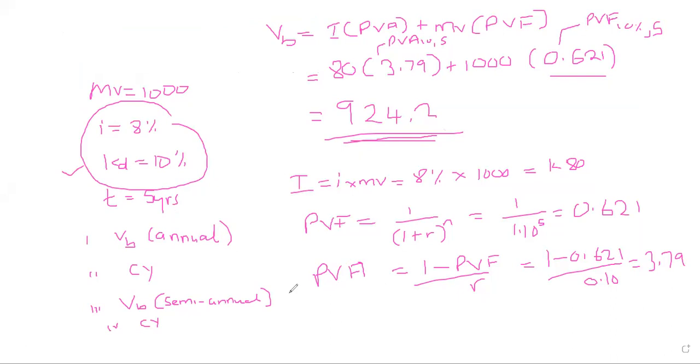Then we go to our current yield. Our current yield is simply the coupon value over the value of the bond, times 100. All right. So what is our coupon value? 80. What is our value of the bond? 924.2, times 100. What do we get? We're going to get 8.66%.